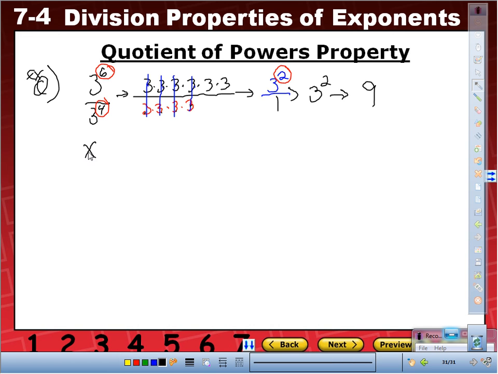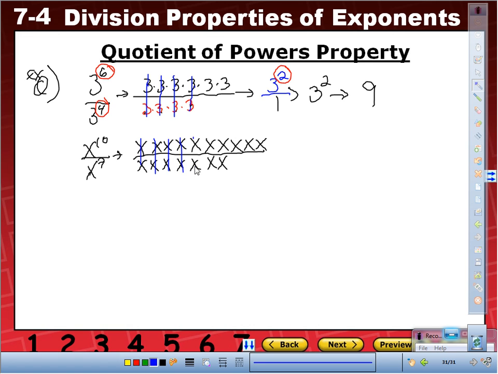Just to clarify. x to the 10 over x to the 7. Let's see. That becomes x times x times x times x times x times x times x times x times x times x over x times x times x times x times x times x times x. And what do we know that this is? 1, 1, 1, 1, 1, 1, 1. Are we there so far? So this is 1 times 1 times 1 times 1 times 1 times x times x times x. That is x to the third over 1. And this becomes x to the third.